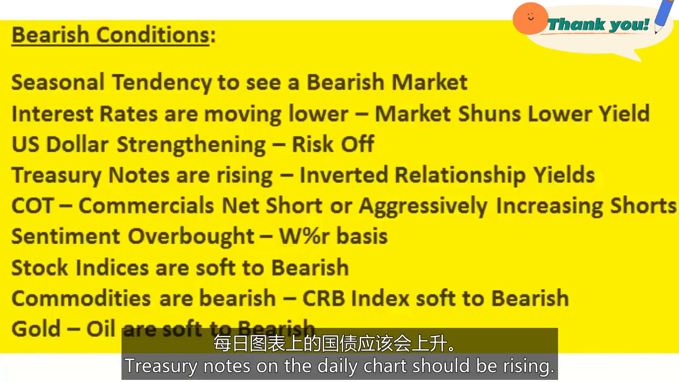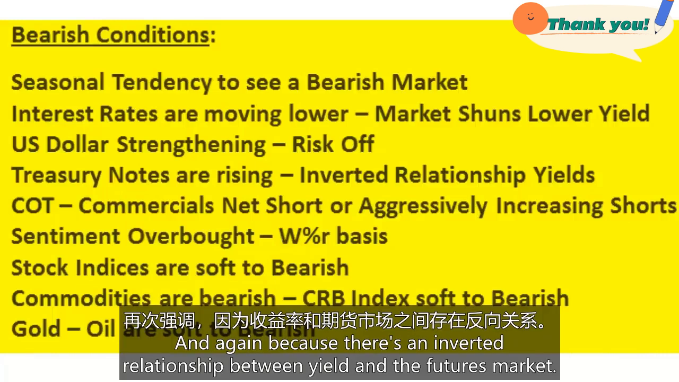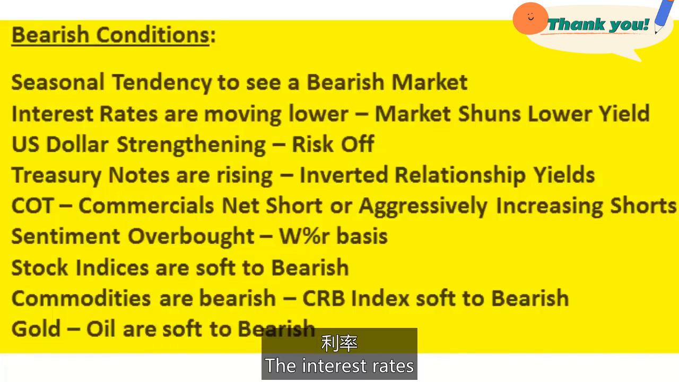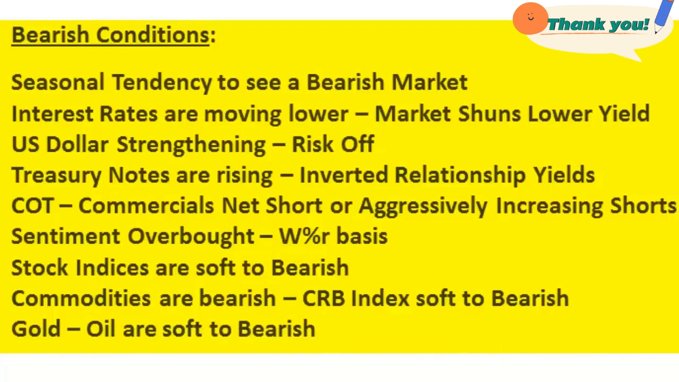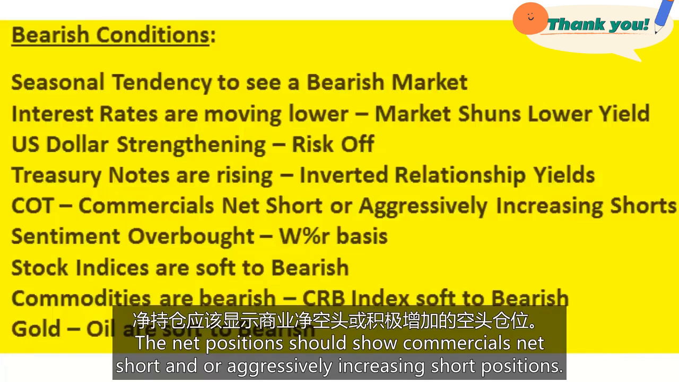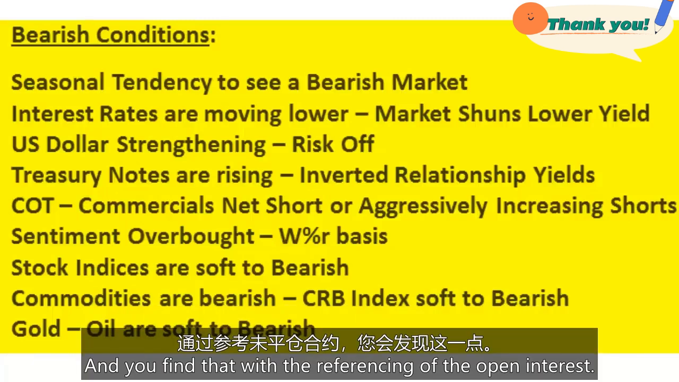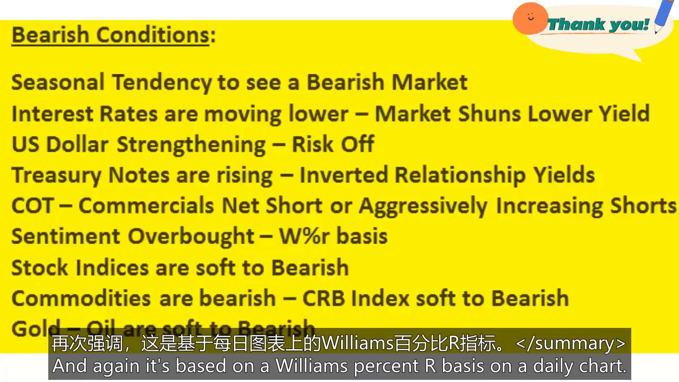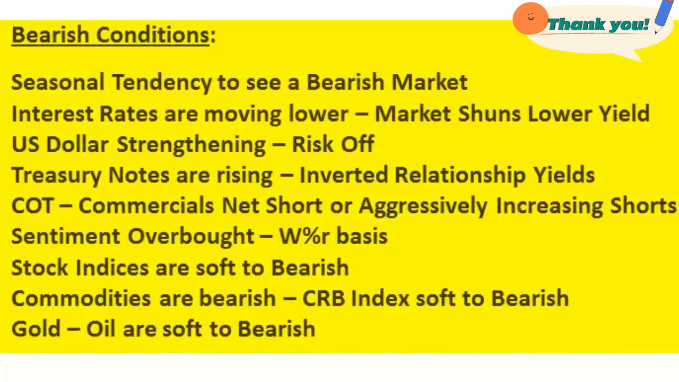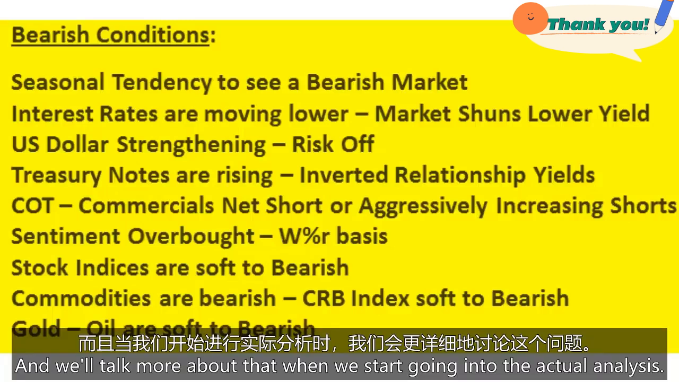Treasury notes on the daily chart should be rising, and again, because there's an inverted relationship between yield and the futures market, the interest rate yields will be moving lower while the futures daily charts on the 2-year, 5-year, and 10-year should be rising. The Commitment of Traders report net positions should show commercials net short and or aggressively increasing short positions, and you find that by referencing the open interest. Sentiment should be overbought, based on a Williams percent R on a daily chart, and we'll talk more about that when we go into the actual analysis.